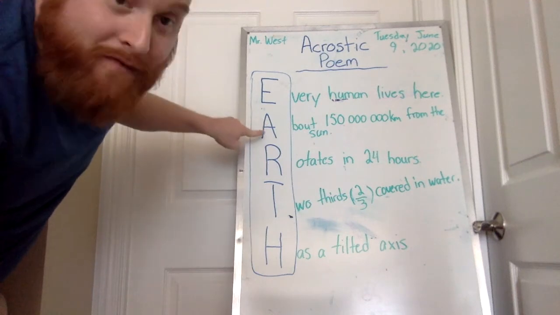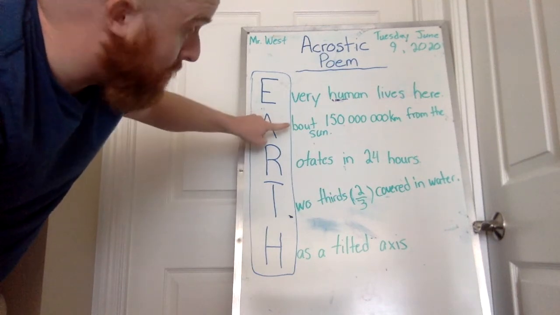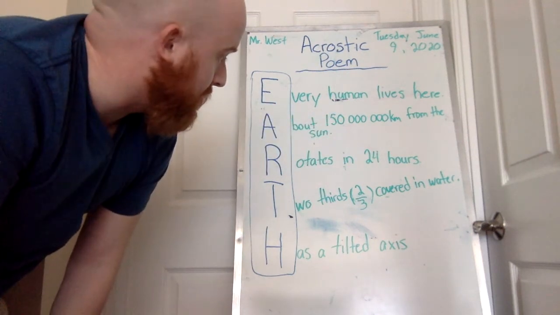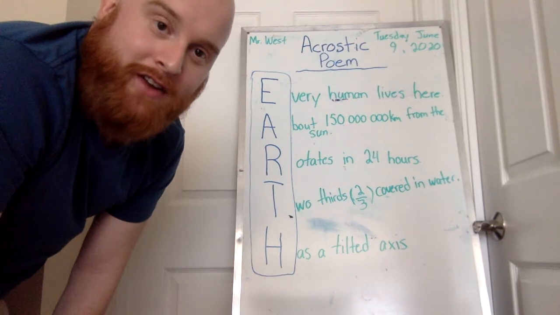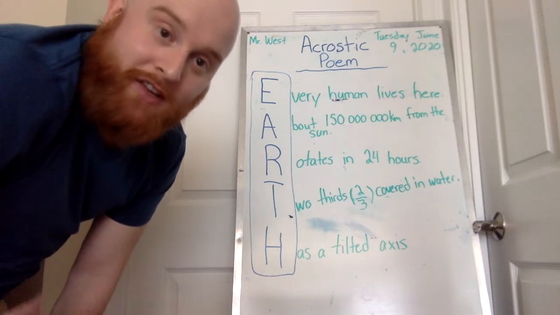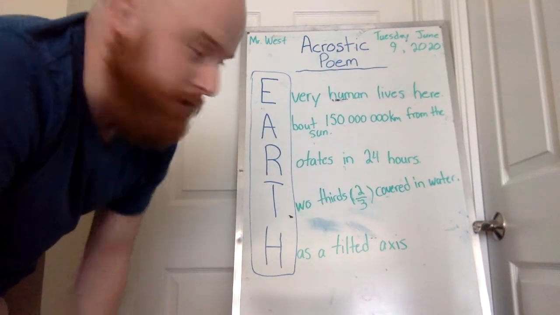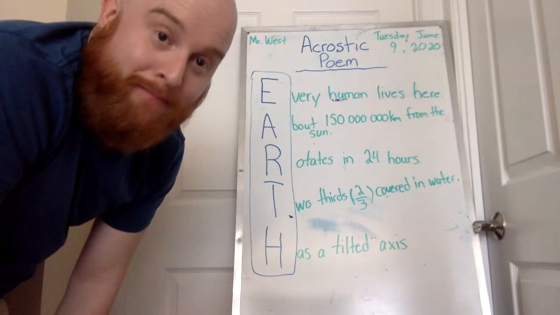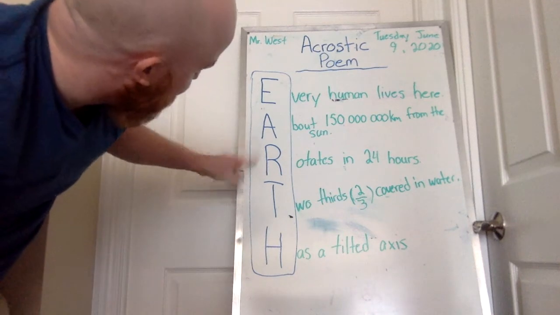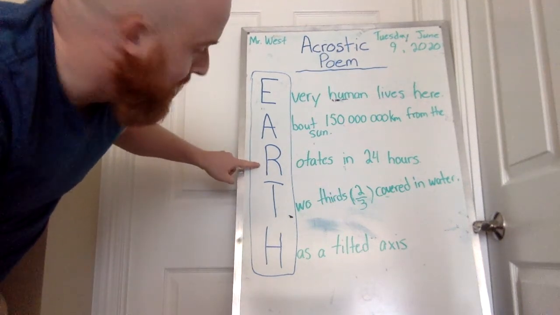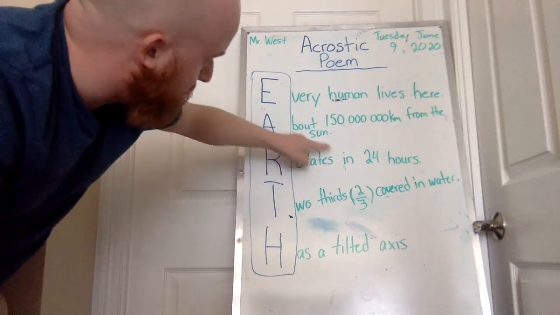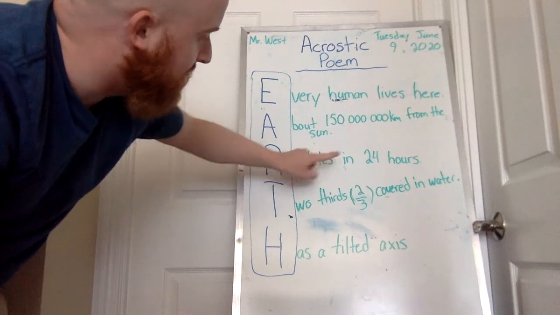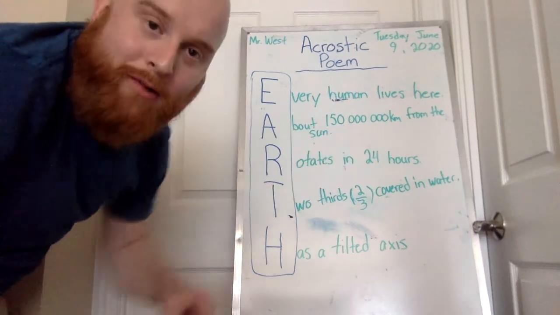So the next letter in Earth is A, and it started the word about for me. So I wrote this fact about the planet Earth. It says about 150 million kilometers from the sun. So you can imagine if you got into a spacecraft and you tried to fly to the sun from Earth, you would have to go 150 million kilometers. So pack a lunch, it might take a while. The next letter in Earth is R, and I chose the word rotates. So the letter R starting the word rotates, and it says rotates in 24 hours.